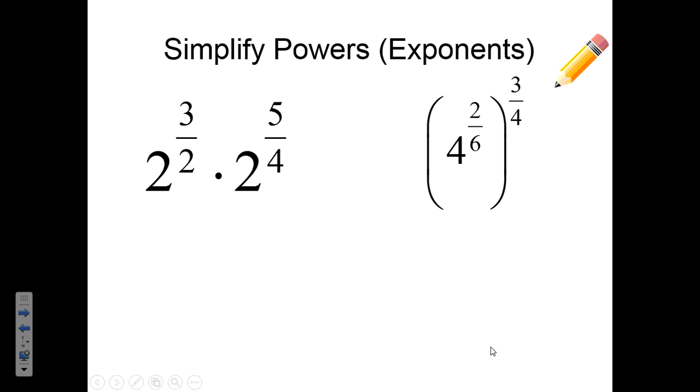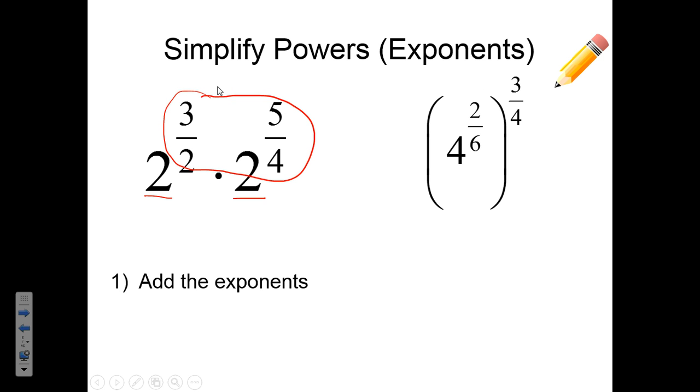All right, example 1 is 2 to the 3/2 power times 2 to the 5/4 power. If your bases are the same, you can add your exponents. Okay, so we're going to add our exponents. So 3/2 plus 5/4. Do that in your calculator.